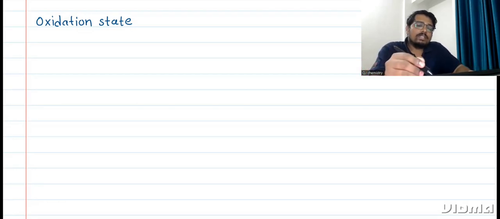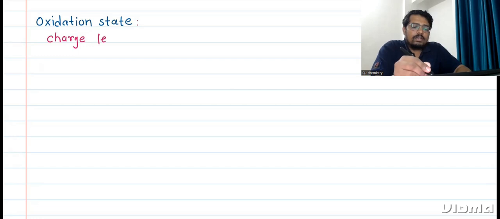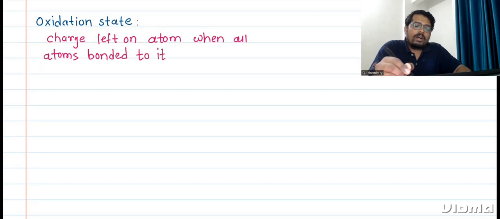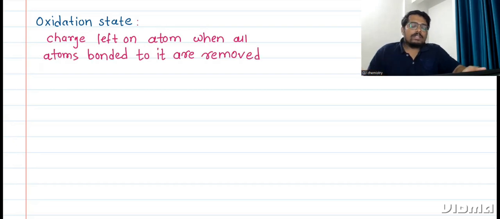Now oxidation state is nothing but what? Oxidation state means it is a charge left on an atom when all atoms bonded to it are removed. Okay, so oxidation state is nothing but a charge left on an atom when all atoms attached to it are removed.